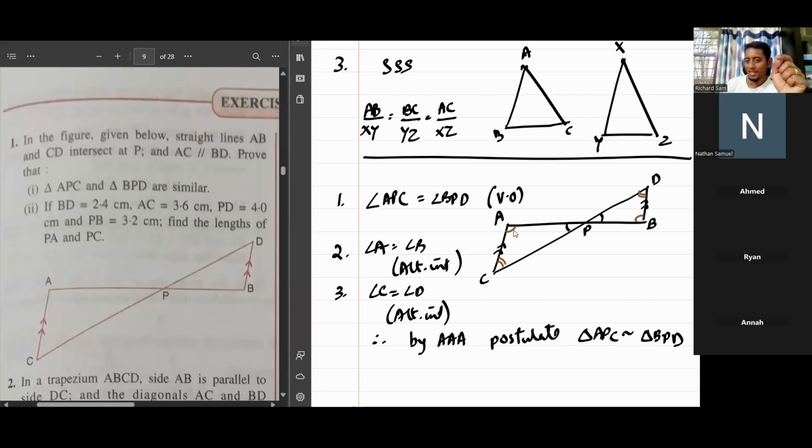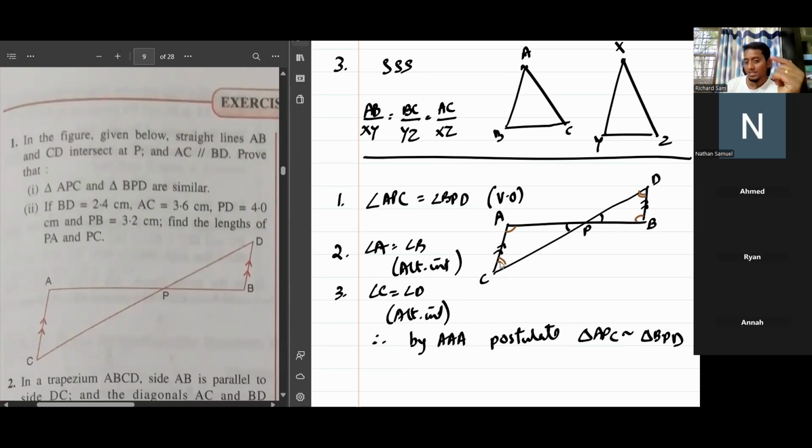Next, we have angle A is equal to angle B. If you see, AC and BD are parallel to each other. So if two lines are parallel, then this line AB is a transversal cutting both the parallel lines. Angle A is on one side of the transversal, angle B is on the other side, so they are alternate interior angles. They are equal, angle A and angle B.